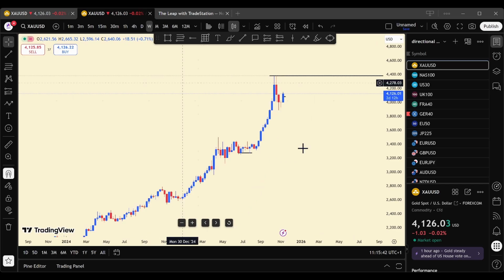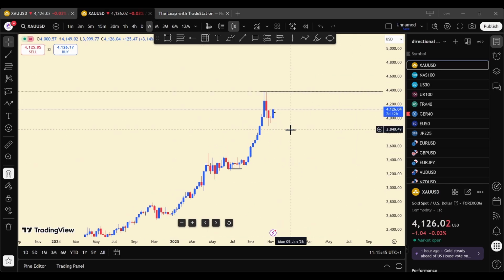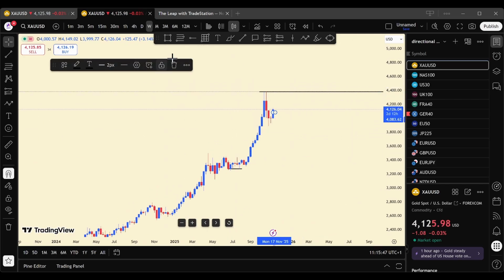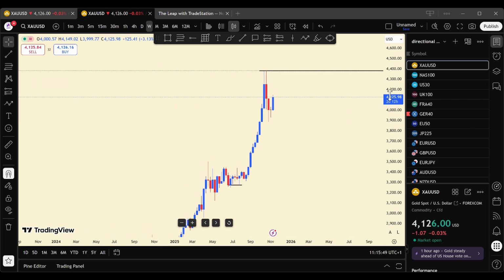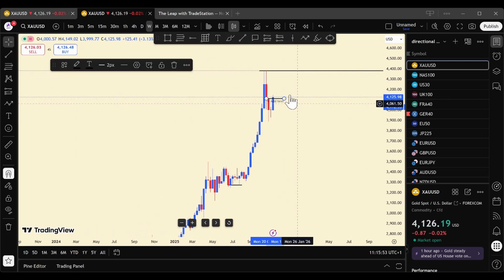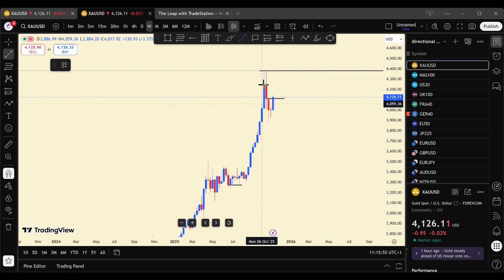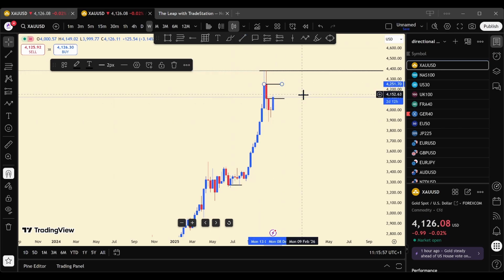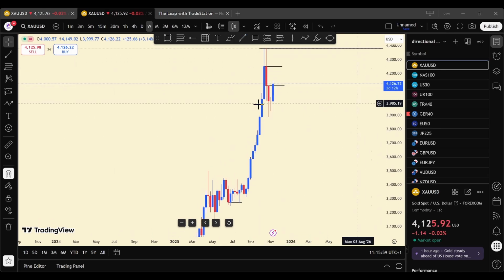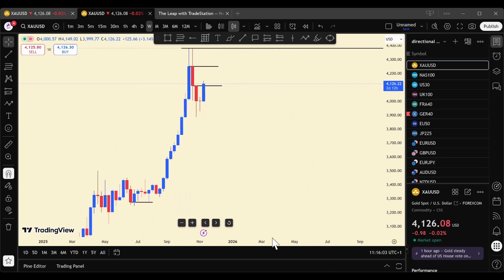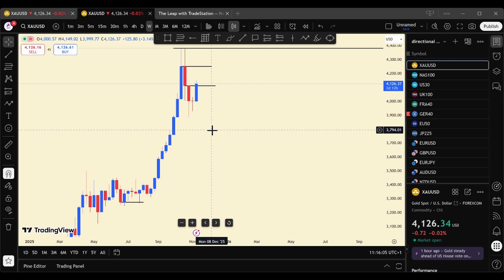Now, when you go to the weekly time frame, we created two areas of resistance. The first one is here, and the second one is here. So currently price is at the weekly resistance there. As usual, you expect a reaction from there.